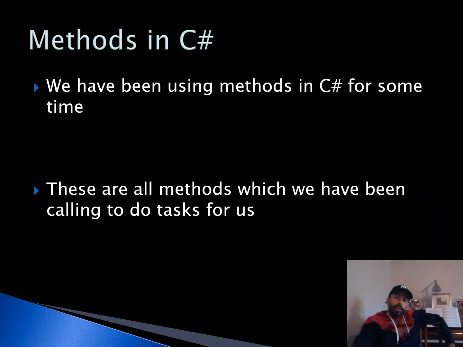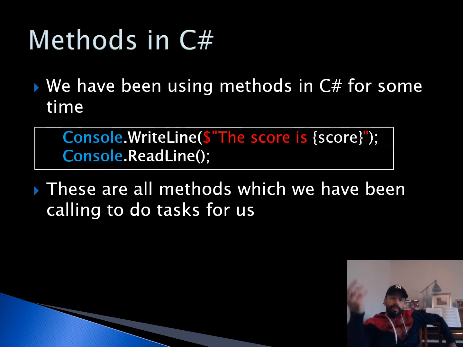So up until this point, we've been using methods in C# for some time, even though we probably didn't really particularly know it. These are all methods which we have been calling to do tasks for us. So these are some examples of methods that we've in fact been using. So the Console.WriteLine, that is in fact a method, and that's outputting the score as well. And the Console.ReadLine too. Okay, so that's you taking in the string, as we have been up until this point, and probably not even realizing that we're using methods, but we have been.